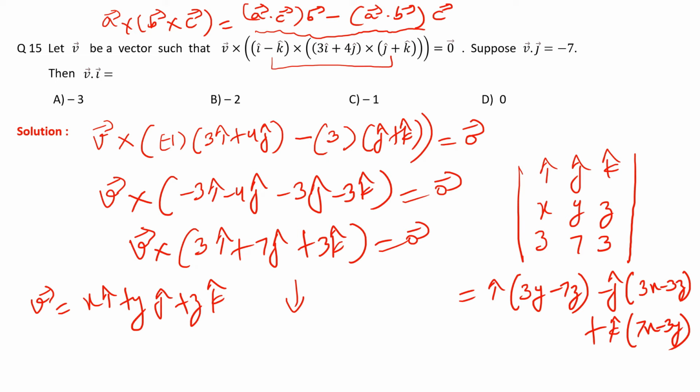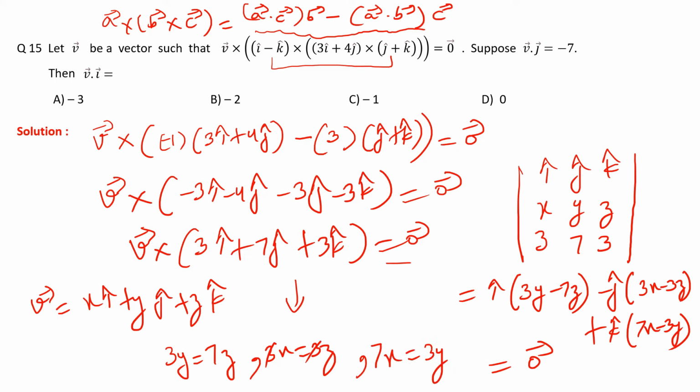Right? Now, this cross product is given to us equal to null vector. So that means this particular value is a null vector, and this is going to be null vector only if each of the i, j, k components of this vector become 0. So that means 3y should be equal to 7z, 3x should be equal to 3z, means x should be equal to z, and 7x should be equal to 3y. Fine.